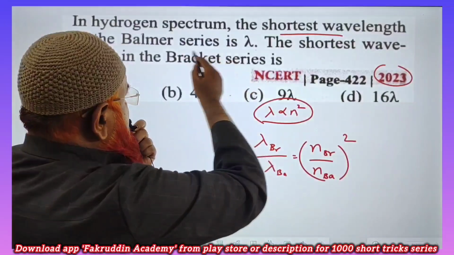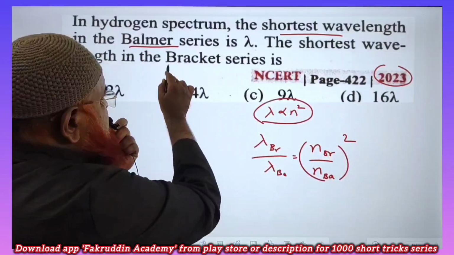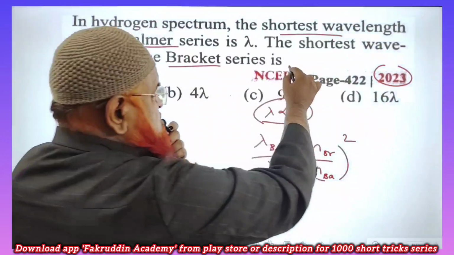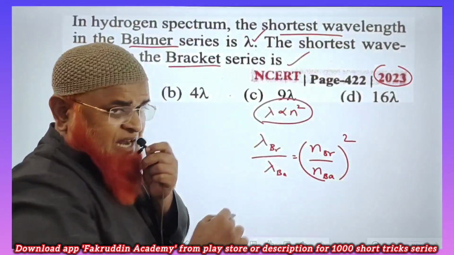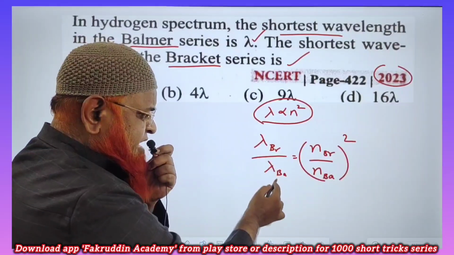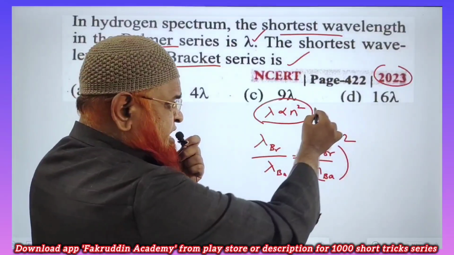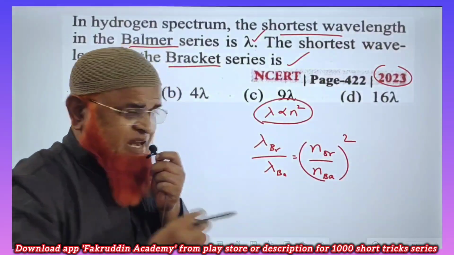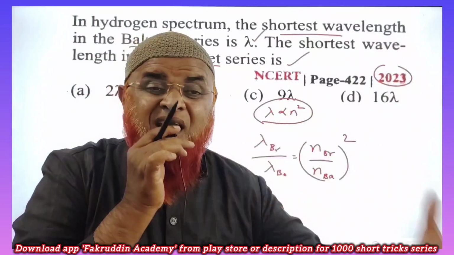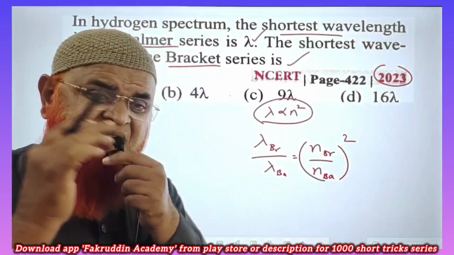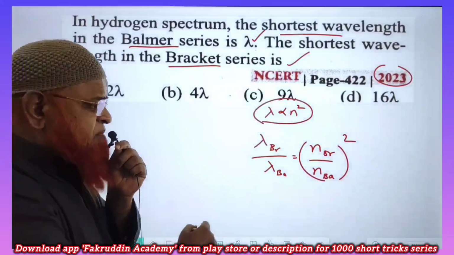If you observe here, he is taking a Balmer series, he is taking a Brackett series. He is asking us to find out the shortest wavelength of a Brackett series, whereas Balmer series is given as lambda here. So lambda Brackett by lambda Balmer is equal to n Brackett by n Balmer whole square, because wavelength is directly proportional to square of principal quantum number. I said many times, there is a simple shortcut method here.